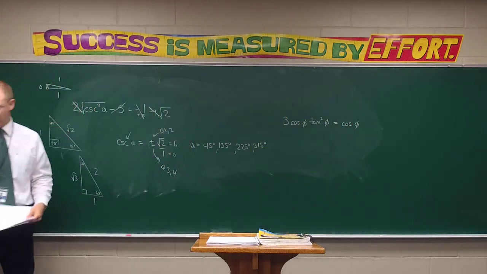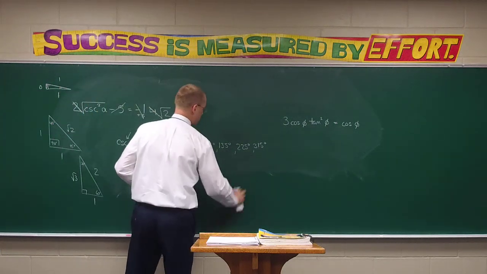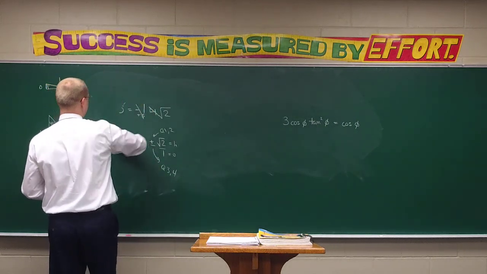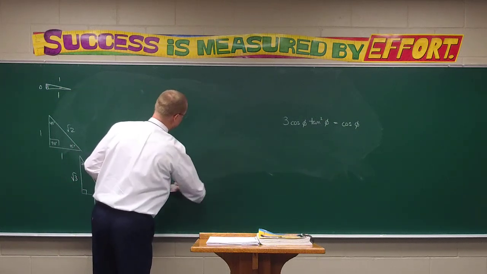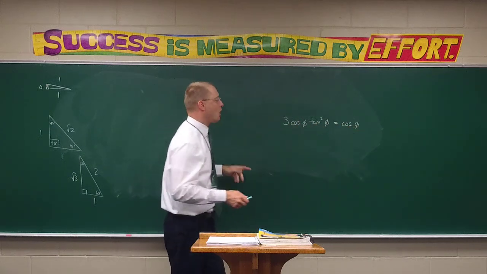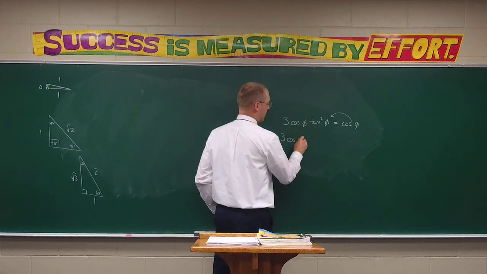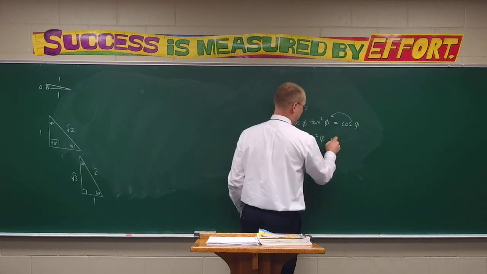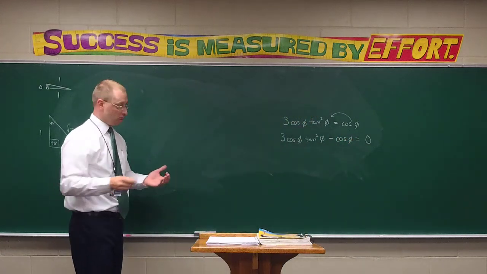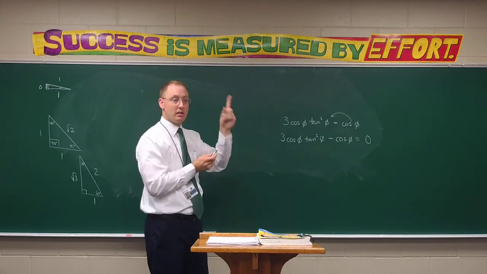Well, here I've got multiple trig ratios. And we said back in chapter 7, if you've got multiple trig ratios, you need to set the equation equal to 0 and factor. So we resist the temptation to divide out the cosine. We never do that. We set it equal to 0, but bring the cosine over as a negative to get 3 cosine phi tangent squared phi minus cosine phi, all equal to 0.